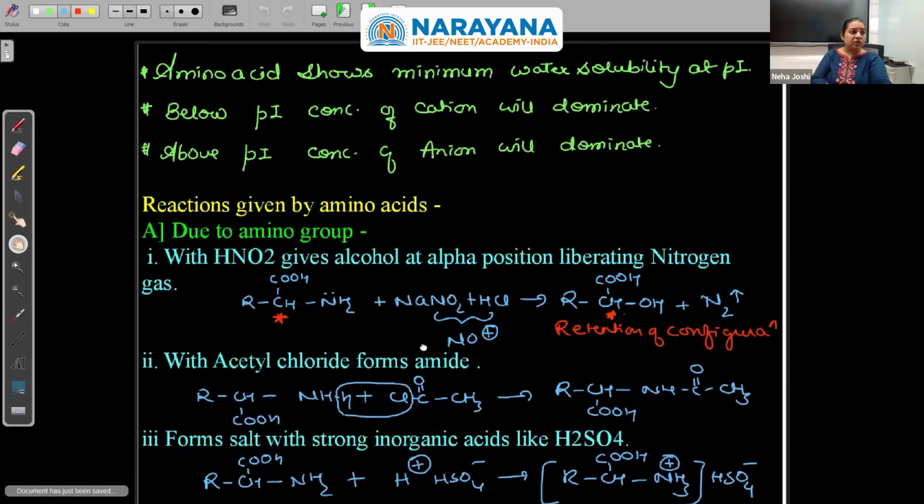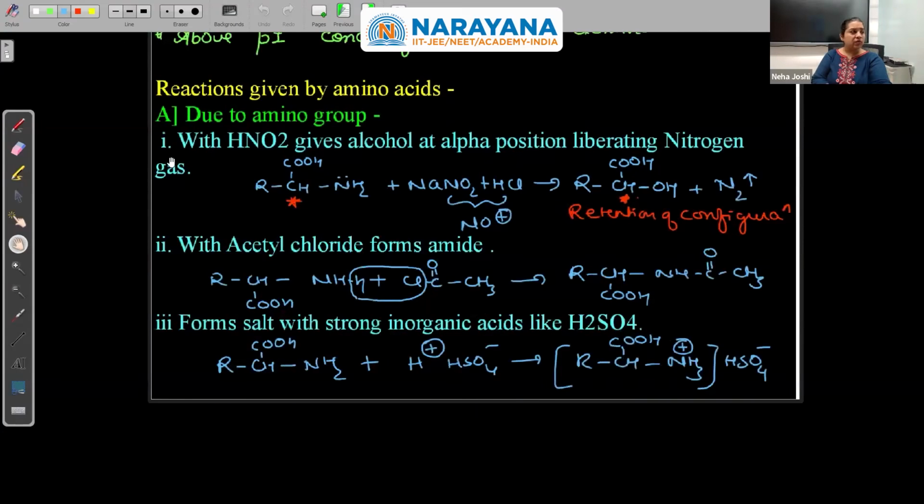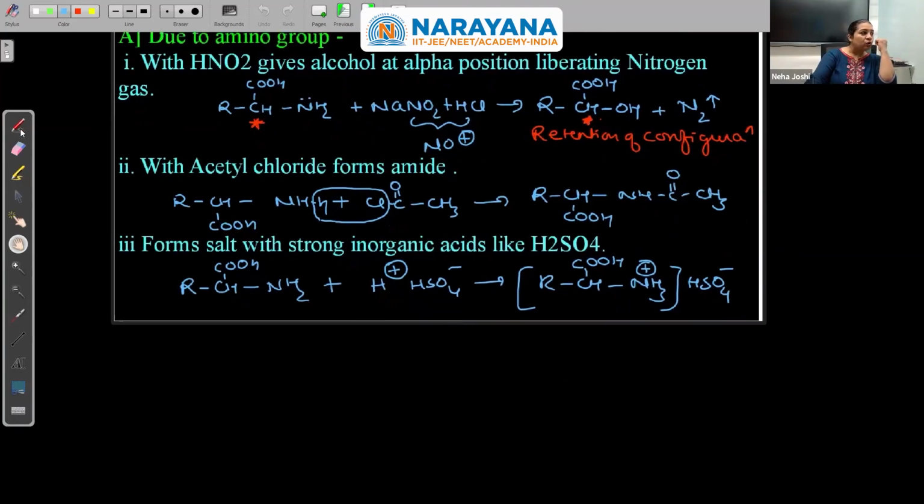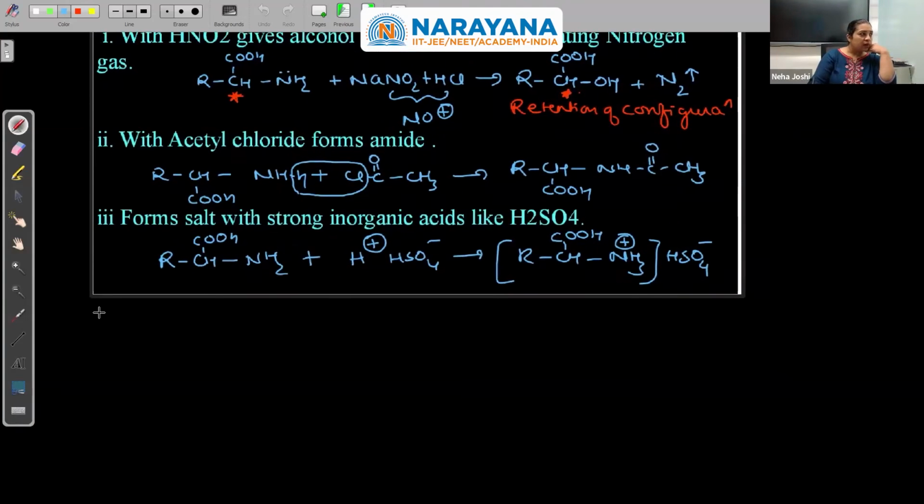Okay? Reactions given by amino acids. With HNO2, they give alcohol. And I think you already know this: NaNO2 plus HCl, NH2 will be replaced with OH. That is okay, that you know. Very good. But that is with retention of configuration, that you need to remember. And why is it so? Let me explain how this takes place.